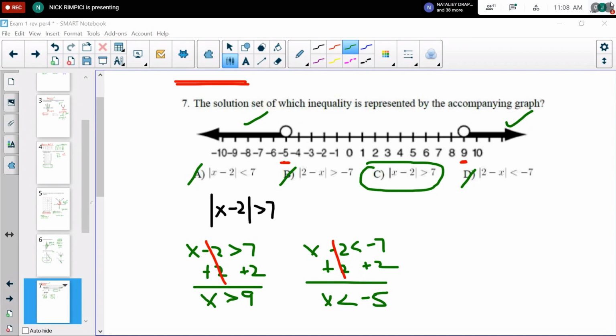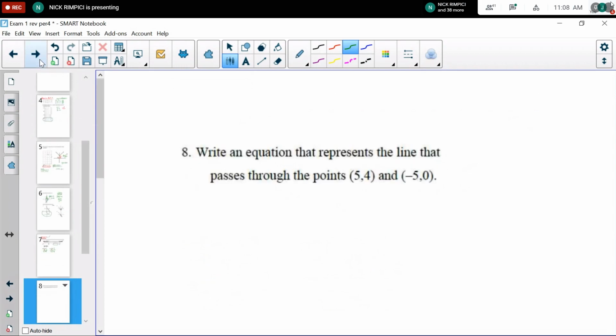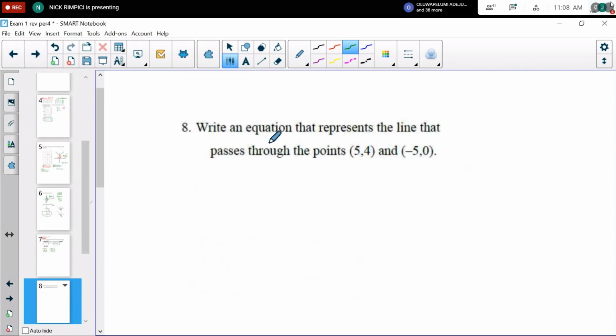Okay, so with that, let's take a look at number 8. We haven't done 8 in a little while. Write an equation that represents the line passing through (5, 4) and (-5, 0). This is an important question because you should know how to write the equation of a line.